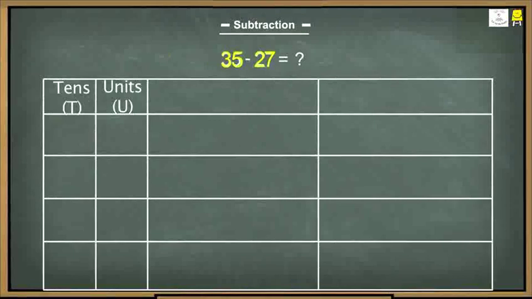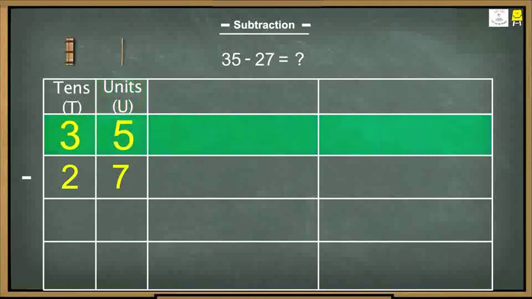Let us first write 35 and 27 in the correct tens and units columns. 35 has 3 tens and 5 units, and 27 has 2 tens and 7 units. Let's say that one bundle of 10 sticks is 1 ten and 1 stick is 1 unit. So, 35 has 3 tens, that is 3 bundles, and 5 units, that is 5 sticks.